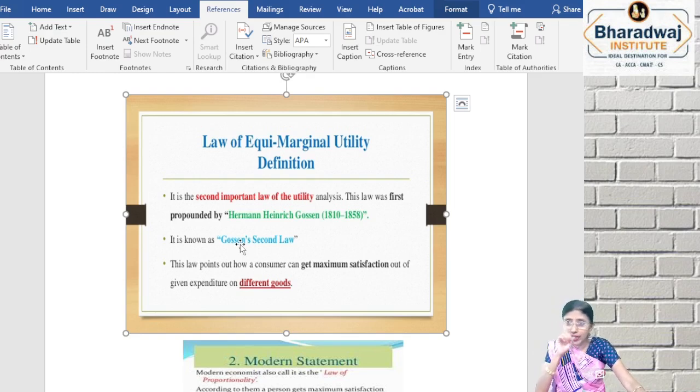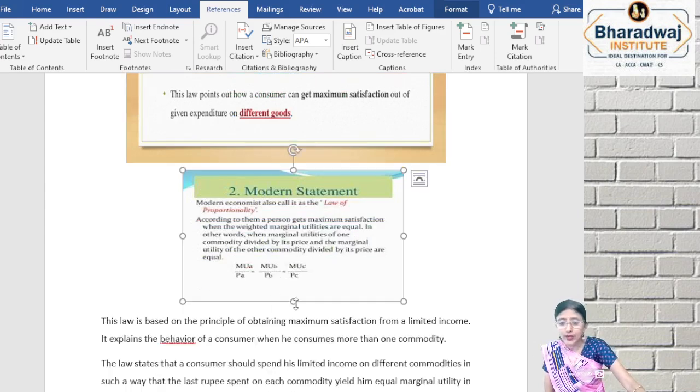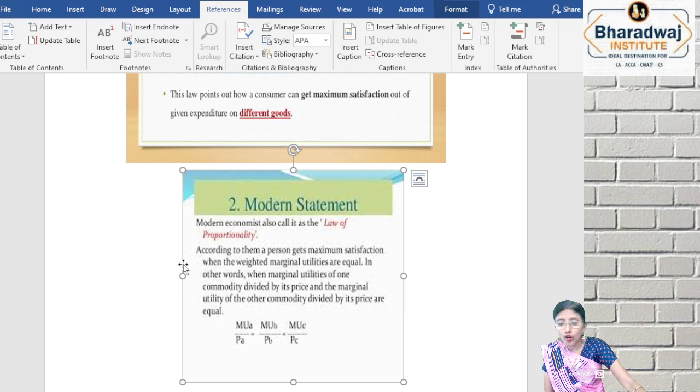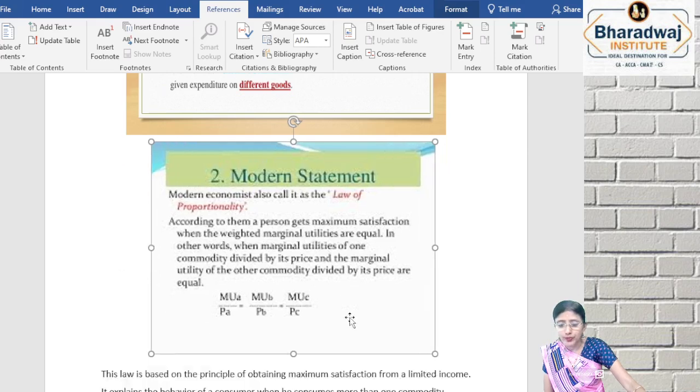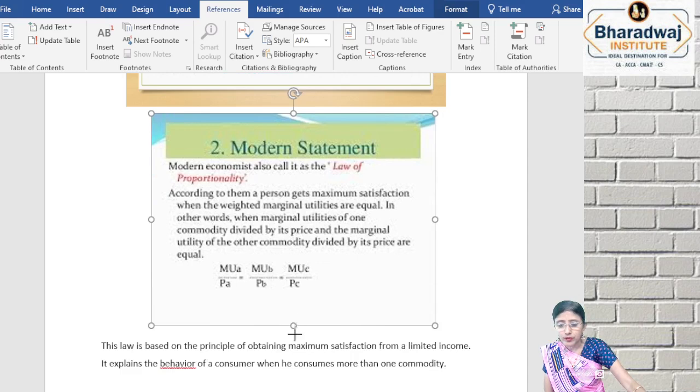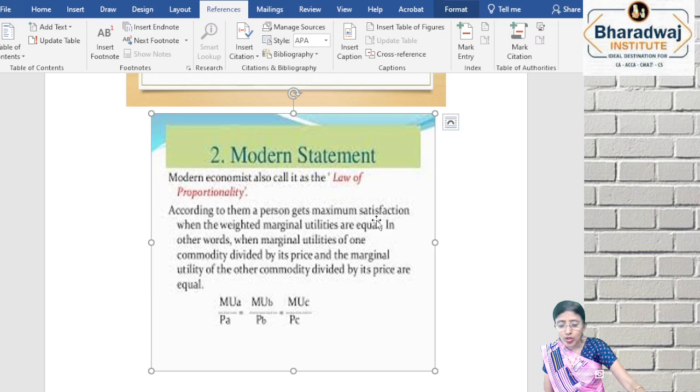In DMU, it was a one commodity model. Bread means bread, apple means apple, that's all. Here it is different. And look, another name for it is the law of proportionality. Make these two slides as important for you. Law of proportionality.